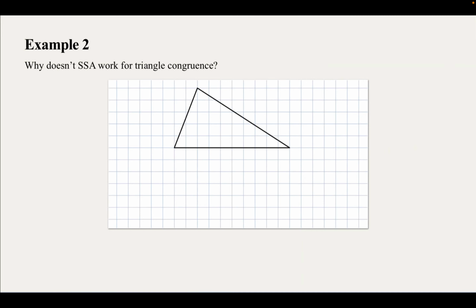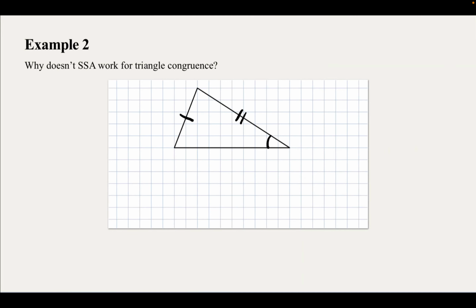We also have SSA, and yes, it is very intentionally written in that order. Why doesn't SSA work for triangle congruence? Let's say you've got a triangle, and these are your SSA, two sides and the non-included angle. Can I make another triangle that has the same congruent sides and angle, but it's not the same triangle? And I can actually do it pretty simply.